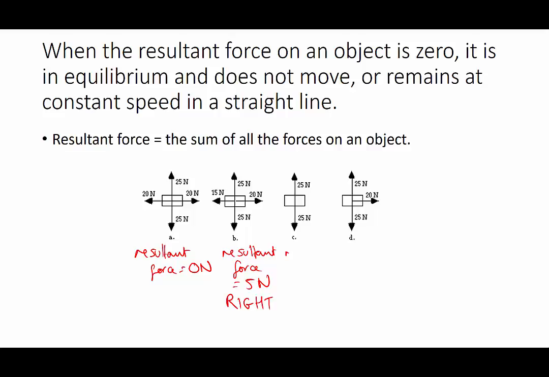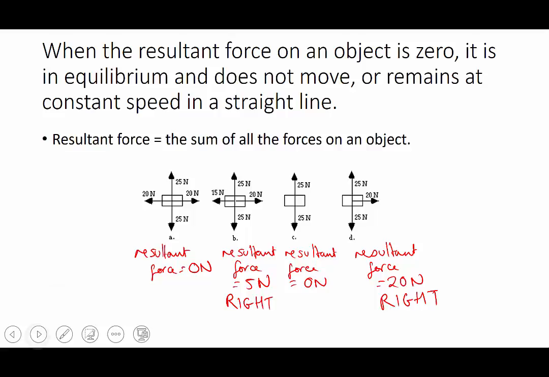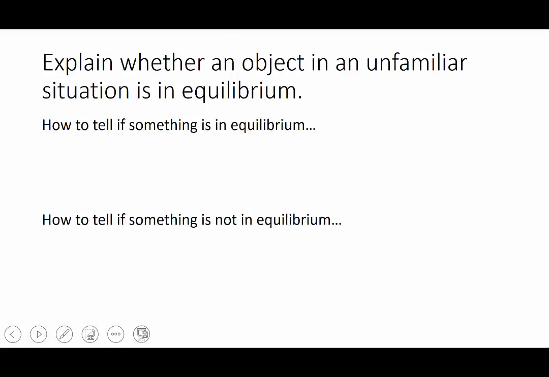In C, we've only got two forces, they're equal size and opposite in direction, so again the resultant force is going to be 0. And in our last case, the up and down cancel again, and we're left with a 20 newton force to the right. So what's going to happen to these objects? If they've got 0 resultant force acting on them, they stay in the same place, or they stay travelling at a constant velocity, so their motion doesn't change.